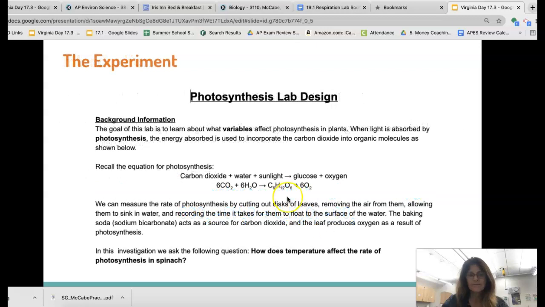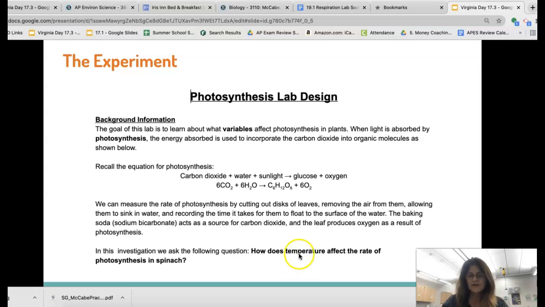Your background information says that we can measure the rate of photosynthesis by cutting out leaf discs, removing the air from them, allowing them to sink in water, and recording the time it takes for them to float to the surface of the water. I showed you this a few minutes ago. We add baking soda as a source of carbon dioxide, and the leaf produces oxygen as a waste product of photosynthesis. So today we're asking a slightly different question than we asked in part 1.